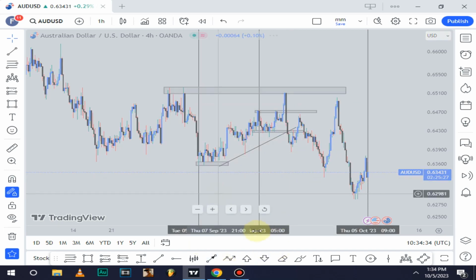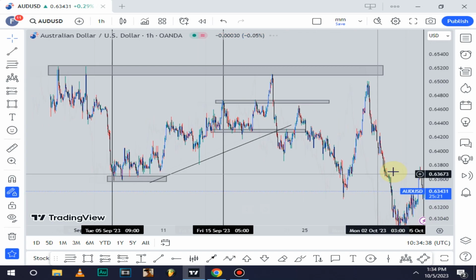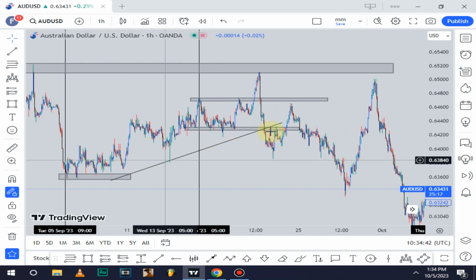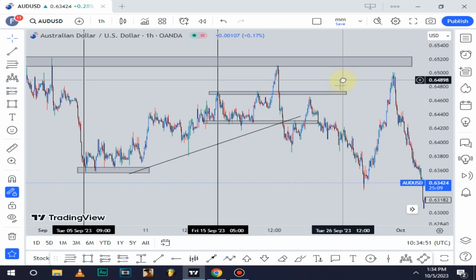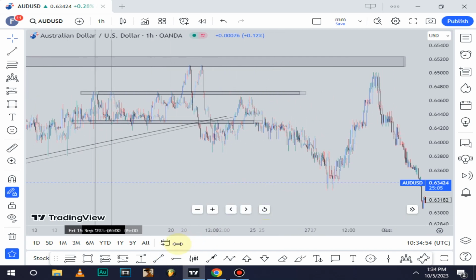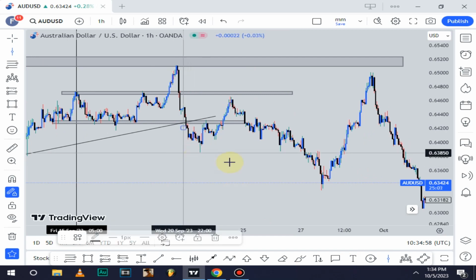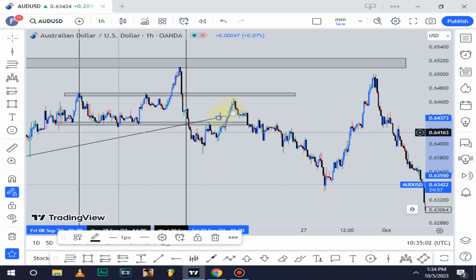I do like taking my entries at the 1 hour. If you don't understand what I'm talking about, guys, you need to rewind this video. You can see that the market broke out of a trend line over here. Boom. Of course we did not get any reversal structure, so that is when you have to wait for a retest. Let's zoom in. So this is where we are currently.